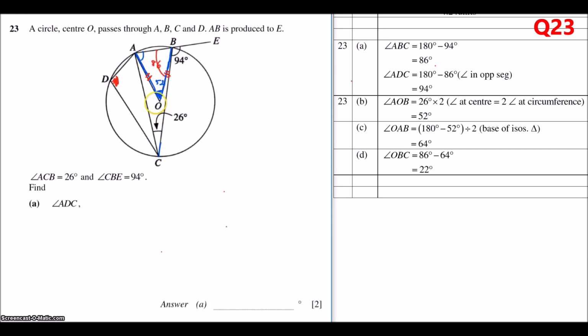OBC. So OBC will be this. This is the super small one. I've colored this in a green color. So if the whole big angle is 86, the small blue one is 64, the green one is just minus away. Yeah, so that's all. Thank you.